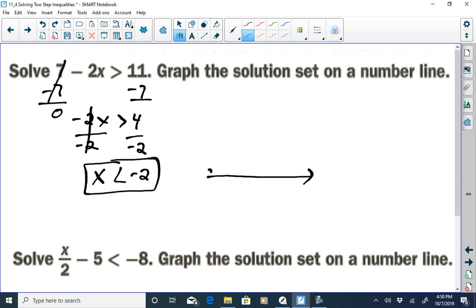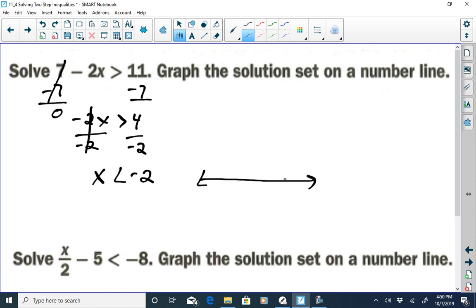We go to our graph. I have 0. We said -2. Here's 0. -2 is to the left of 0. It's going to be an open circle at -2. My solutions go to the left.